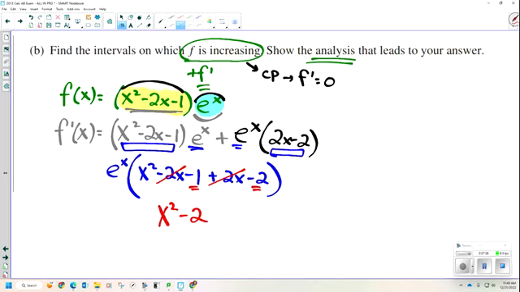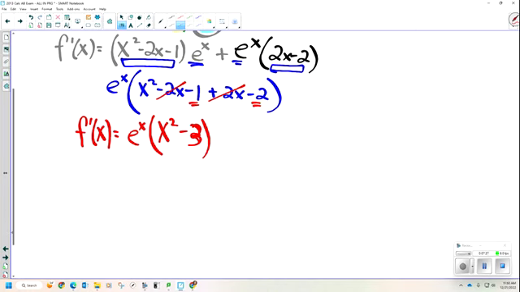Yep, that's okay. That's a 3, children. I looked at the 2, I said 3, and I wrote the 2. So that's what's left in the parentheses, and we have e to the x. So this is still just the first derivative. It's simplified. Let's figure out where this is equal to 0.